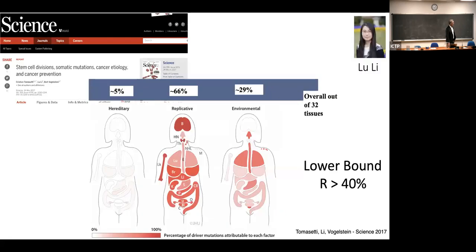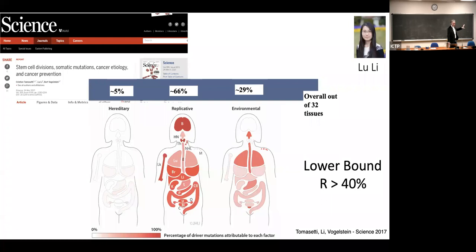So, okay, in that paper, we also provided, and I'll conclude with this part, a proportion. If you look at the number of mutations that you find in cancers, can we assign over all cancer types how many can be attributed to inherited factors, to environmental factors, and to R factors? And the answer was quite shocking, actually, which was that two thirds was attributable to R. Okay, and we provide a lower bound too, a very conservative lower bound.